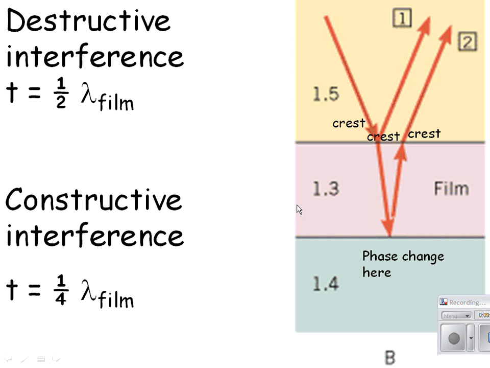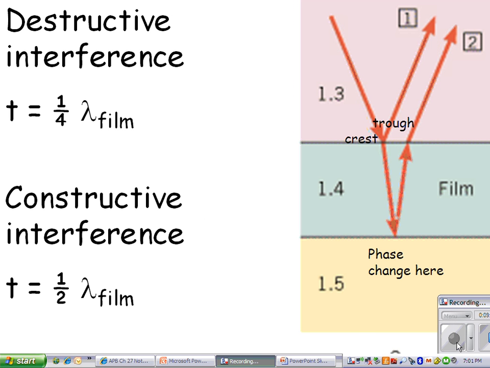So whenever you sandwich a lower index of refraction in between two higher indices of refraction, this is the pattern that you follow. These are the equations you look at. What's interesting is this also holds true if you have a higher index of refraction sandwiched in between two lower indexes of refraction. The same pattern occurs for destructive or constructive interference.